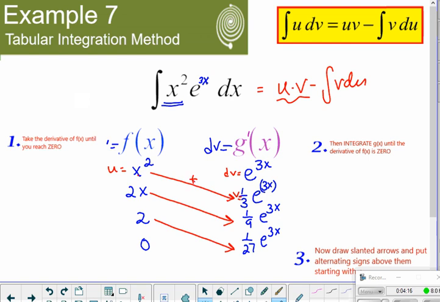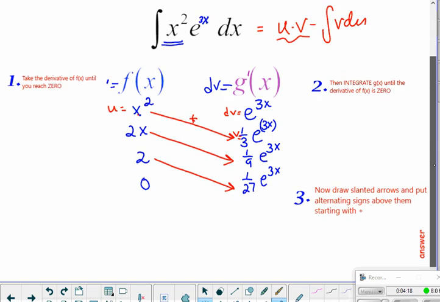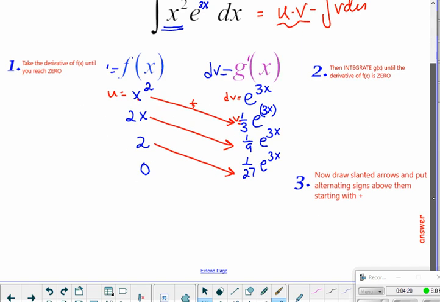The sign is positive. So let me just scroll a bit. And it's going to be, well, this is positive, positive, positive. So I'm going to end up with a positive 1/3 x squared e to the 3x.